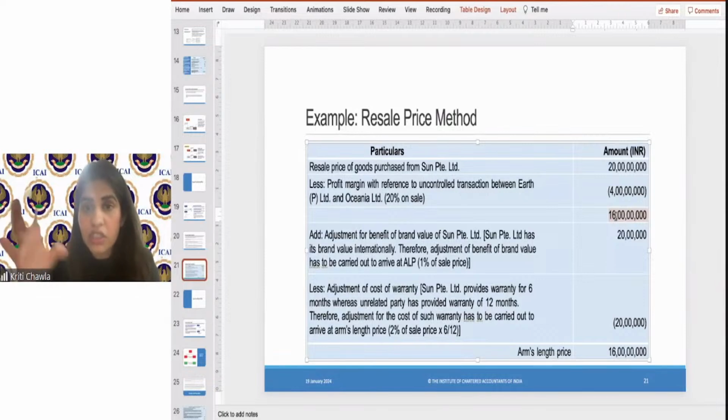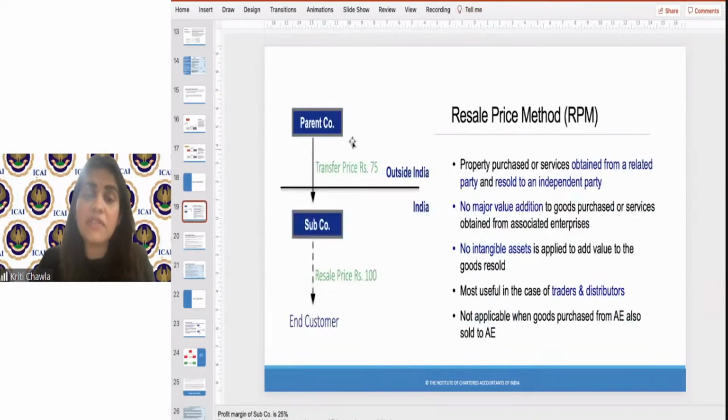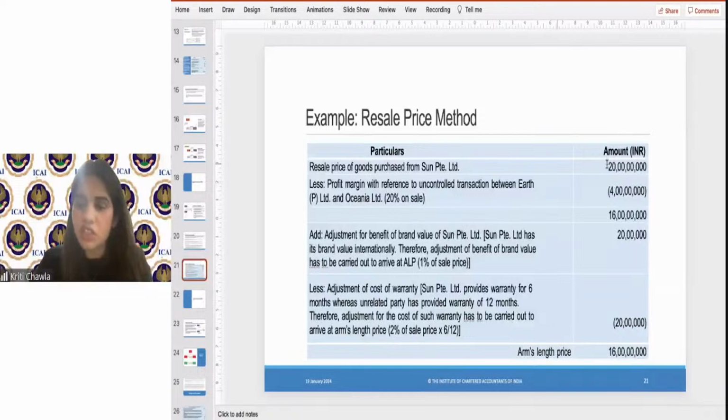Now in the 16 crores, we will make some adjustments so as to see what exactly was the ALP in this particular situation. So what we're really trying to do is, we have the resale price, which was 20 crore. From this resale price, if we deduct the profit margin, we will come to what was the transfer price. And then we'll have to substantiate whether this transfer price was at ALP or not. So we have the resale price, which is 20 crore, minus the profit margin, the correct one, which is 20%. So this is 16 crore. Now we'll make some adjustments.